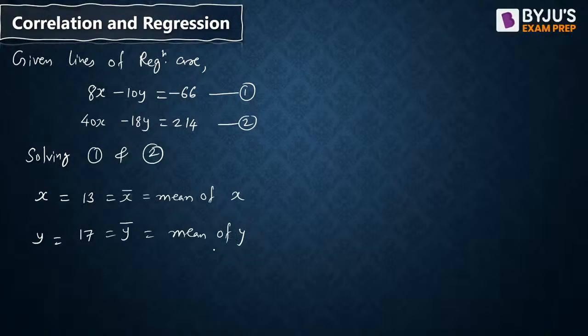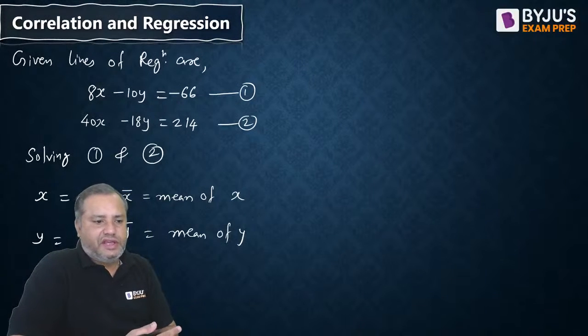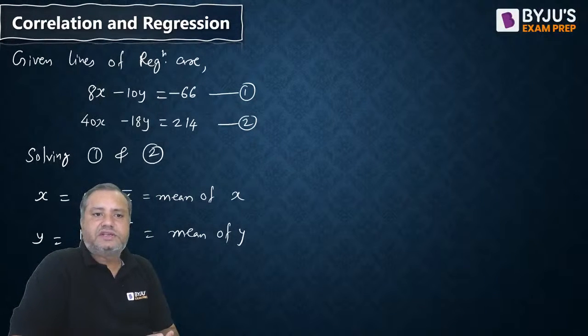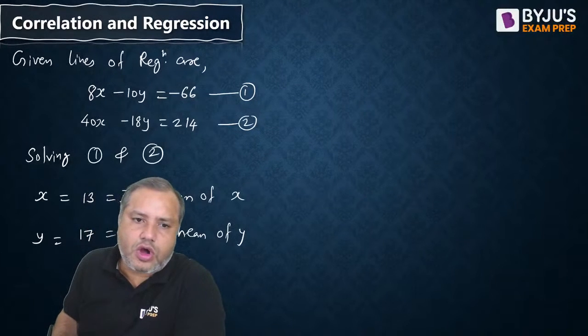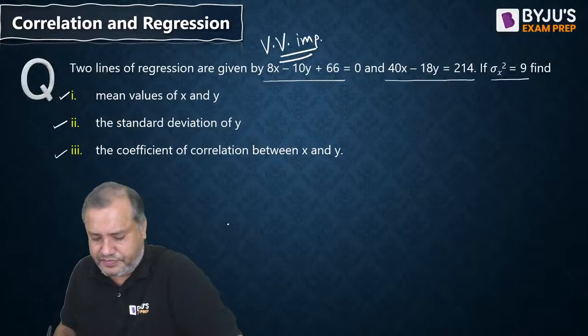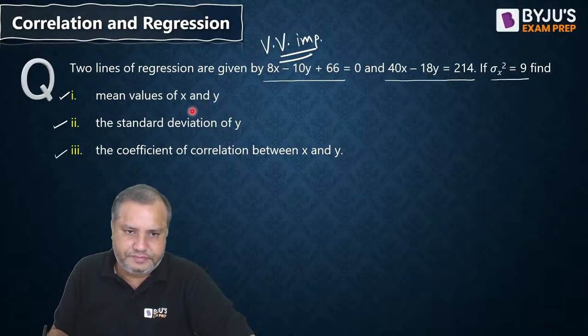So students, when you solve the two regression lines simultaneously, the answer itself will be the mean values of x and y. Comfortable with this? This is the common variety they can ask you in the GATE exam. Is it a difficult part? No, sir.